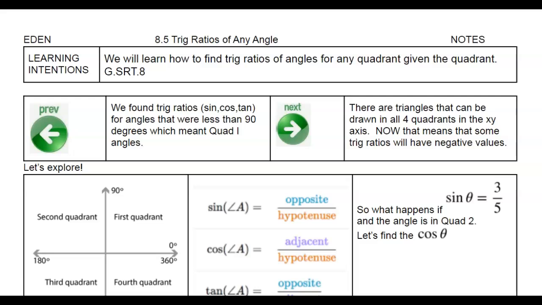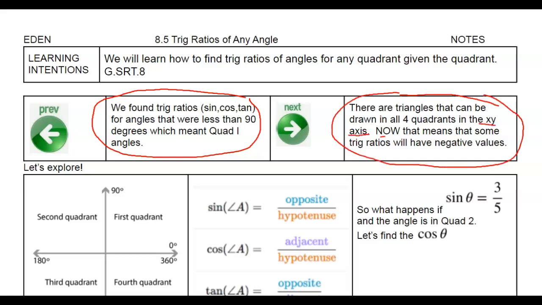Okay, so let's talk about 8.5, which is trig ratios of any angle. So what's going to happen is we're going to combine two concepts. We have found the trig ratios that, since they were all positive, were basically in quadrant 1, even though we didn't locate them that way or even describe them that way, okay? So we're combining the trig ratios with, what if we put them on the xy axis for all four quadrants?